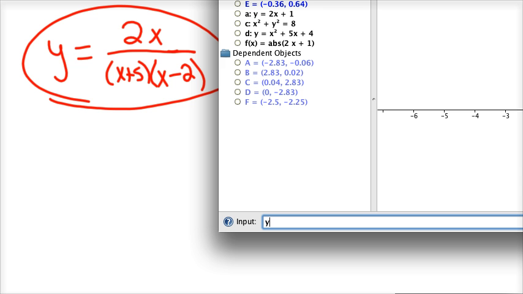So you enter y equals 2x in parentheses, and I always group it in parentheses like that so that we know the 2x is all on top. You wouldn't need them there, but on the bottom it's very important that you have them. Divided by, and in fact, I'm going to use two sets of parentheses, x plus 5, and then x minus 2, and then close the whole bottom parentheses.